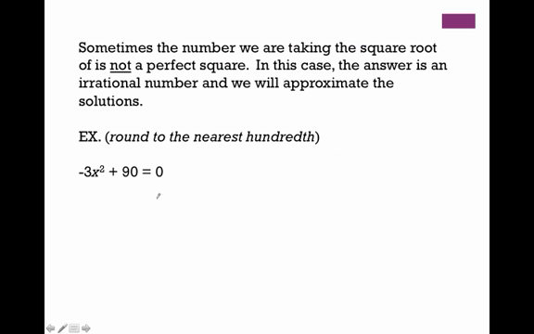So sometimes the number we're taking the square root of is not a perfect square. So in this case, we're going to have an irrational number as our answer, and we're going to just approximate the solution. In most cases, I'm going to ask you to round to the nearest hundredth. So let's go ahead and solve this one.